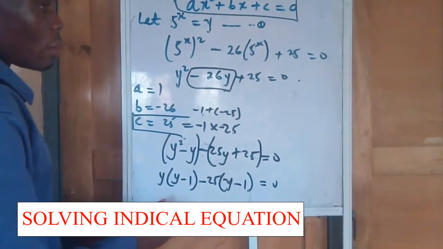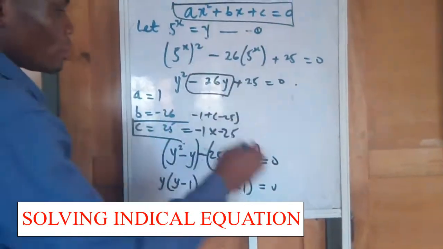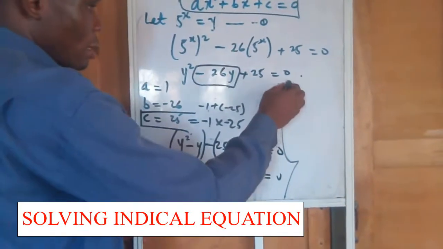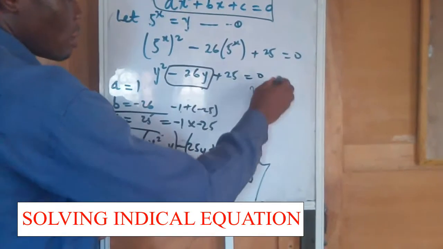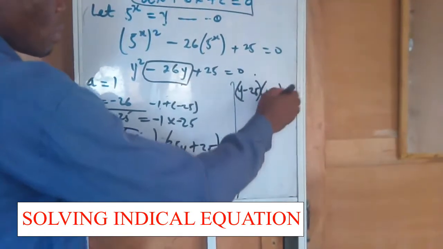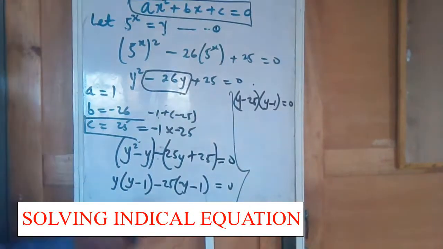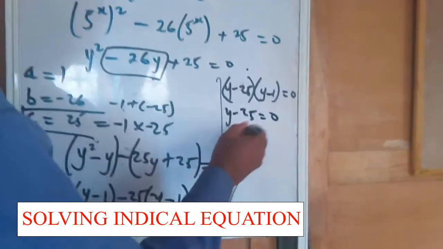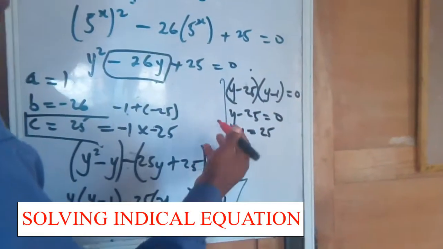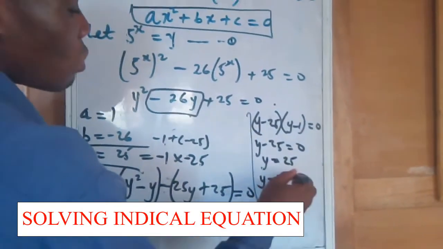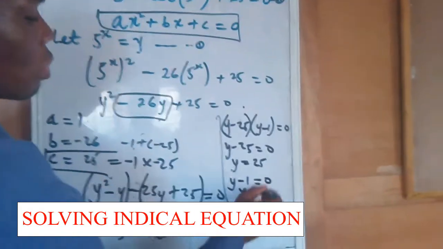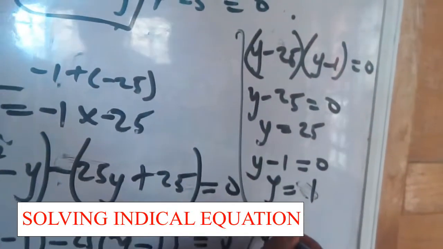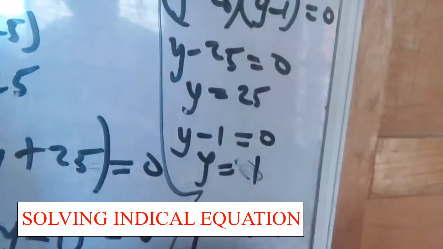So you can see now that your factors here are y minus 25, then y minus 1 equals to 0. So we are trying to look for y. The first value, y minus 25 is equal to 0, we get y is equal to 25. That's the first value of y. And the second value, y minus 1 equals to 0, you get y is equal to 1. So your value of y can either be equal to 25 or 1.